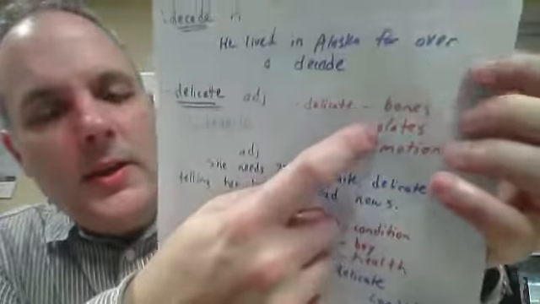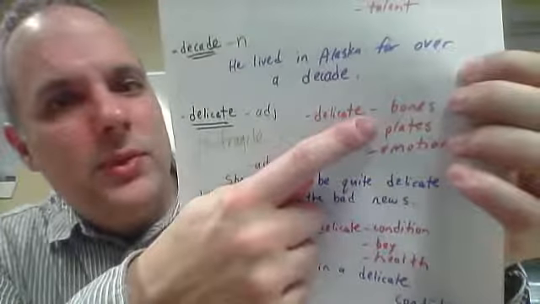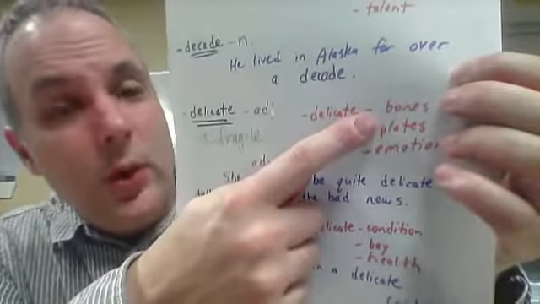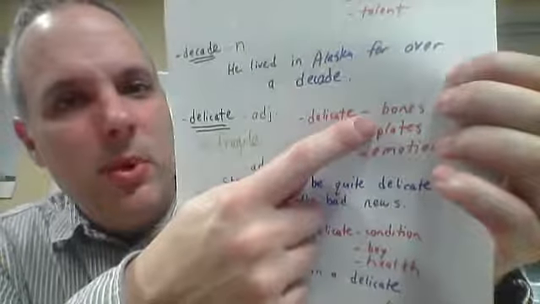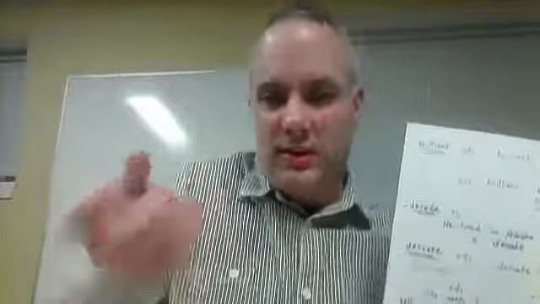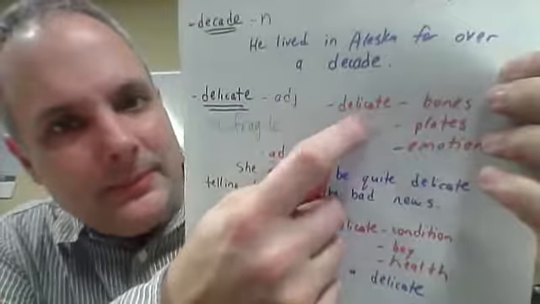Okay, so delicate bones. Maybe your grandmother has delicate bones. If she falls down, maybe she has to go to the hospital. If you fall down, maybe not. Maybe your bones are strong. So delicate bones. Delicate plates. When you're carrying the plates in the restaurant, and they broke. They might break very easily.